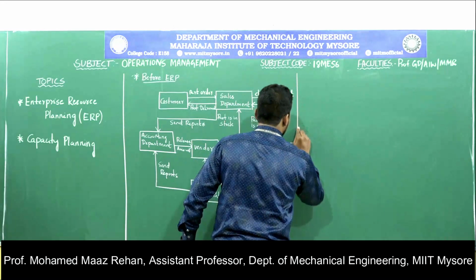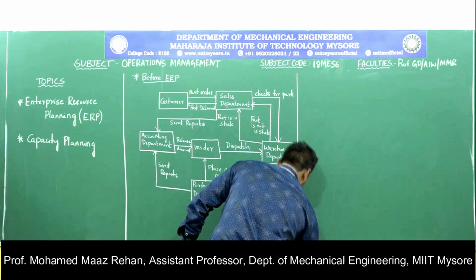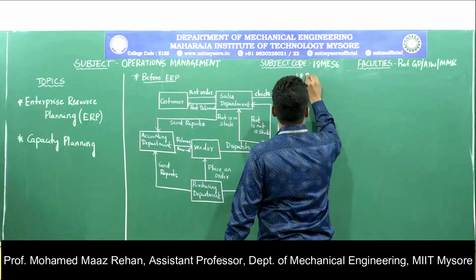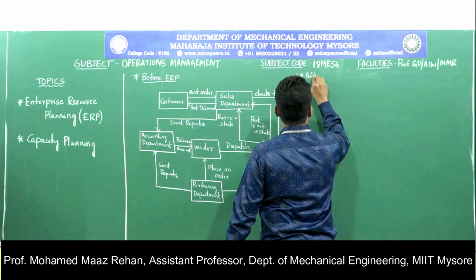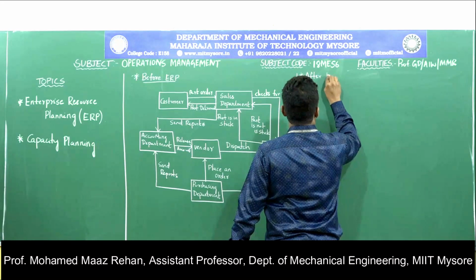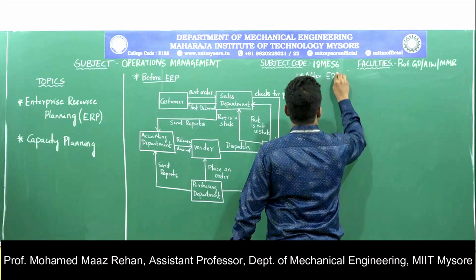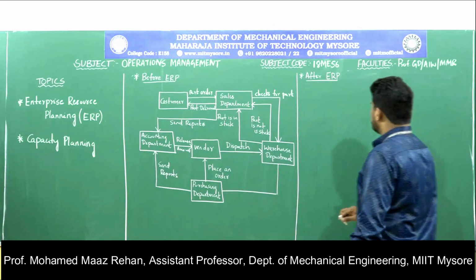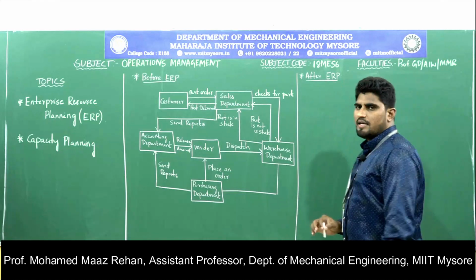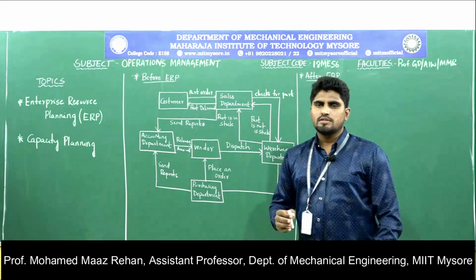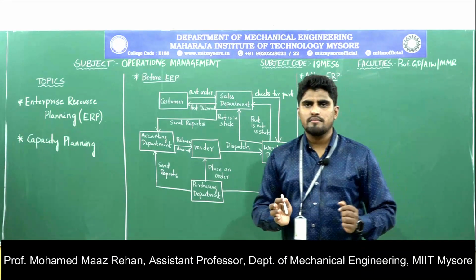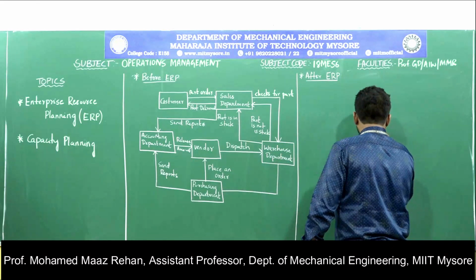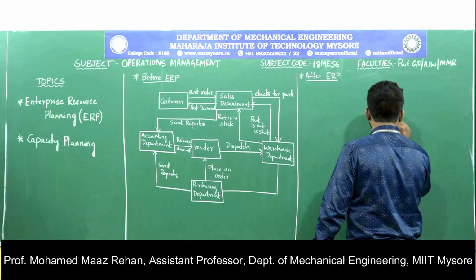Now what happens if we have an ERP system? ERP is enterprise resource planning. So basically, in an ERP system, as I said, you will be having a centralized database, correct? So here you have a centralized database.